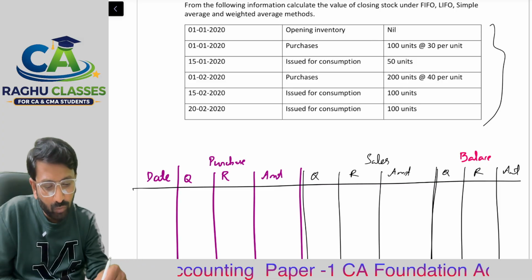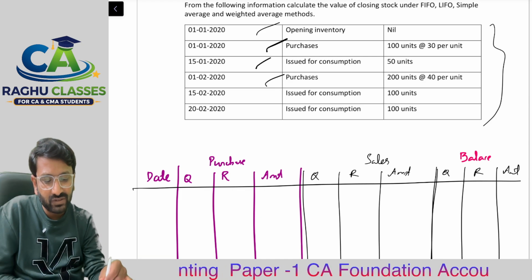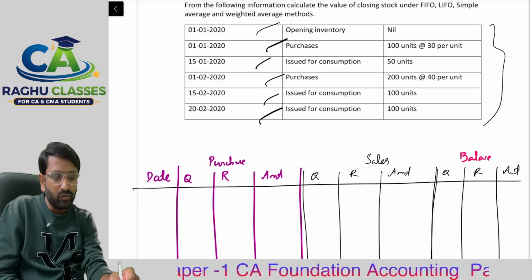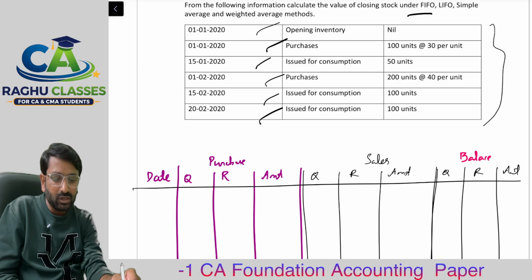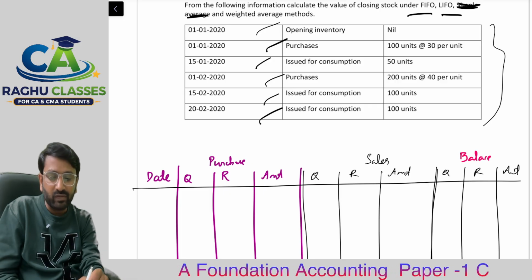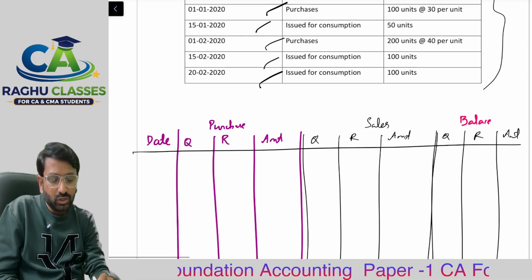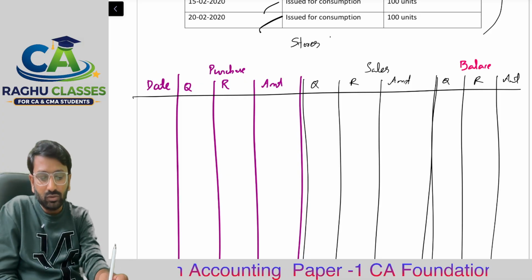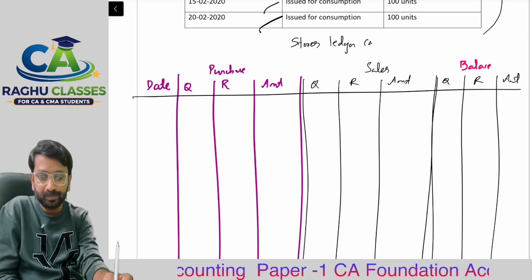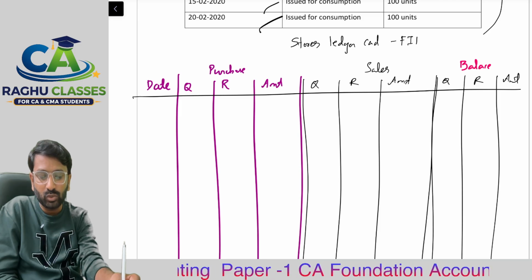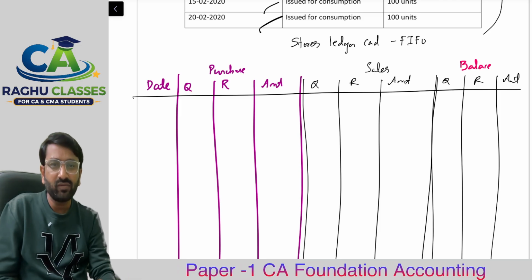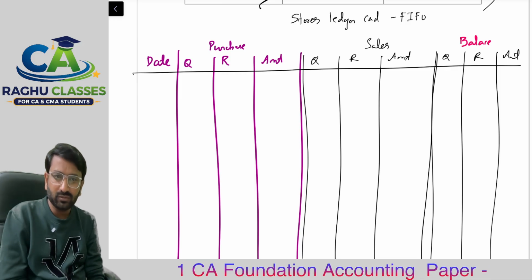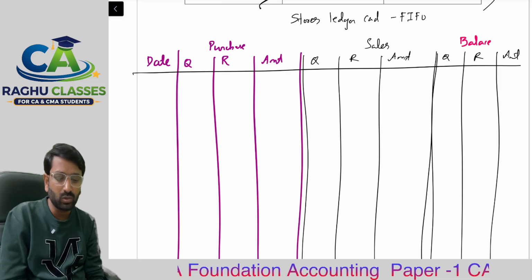Some information is given to you: opening stock, purchases, issued for consumption, purchases, issued for consumption. For this particular question, let us find out the closing stock under the FIFO method, LIFO method, and weighted average method. Whenever they ask you to find out the closing stock value, we prepare a statement called the stores ledger card. In chronological order, let us first do the FIFO method. This format will start with the date of the transaction. Under purchase, we have quantity, rate, amount. Issues, again quantity, rate, amount. Balance, quantity, rate, and amount.